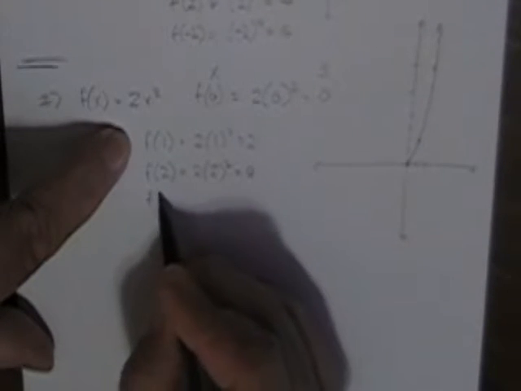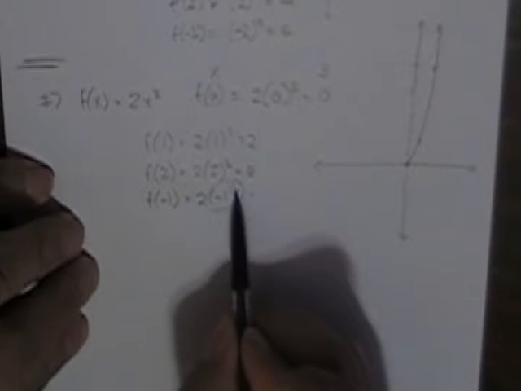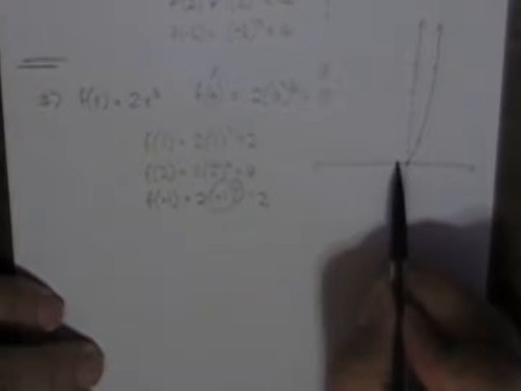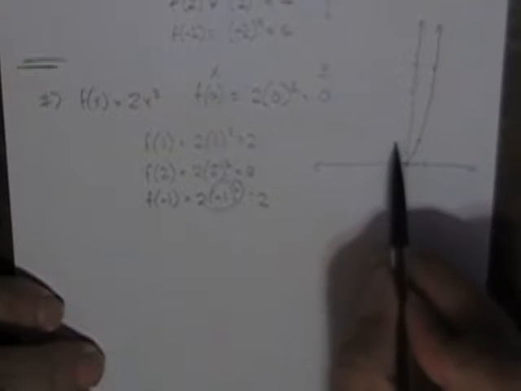But now we have to account for the fact that because we have a squared here, we're going to have something symmetrical about the y-axis. So I can take f of negative 1. Once again, I plug in 2 times negative 1 squared. Order of operations says I have to deal with this guy first. So negative 1 squared, negative 1 times negative 1, that's a positive 1, times 2 still gives me 2. So here's my negative 1 on my x-axis, and I end up at positive 2 still on the y-axis.